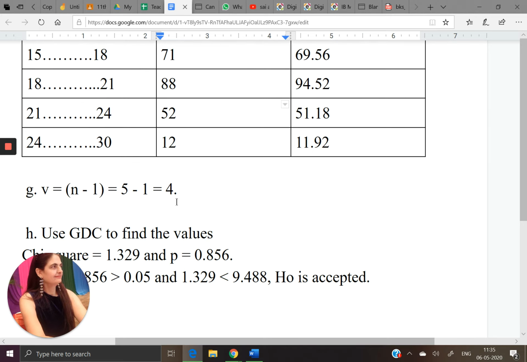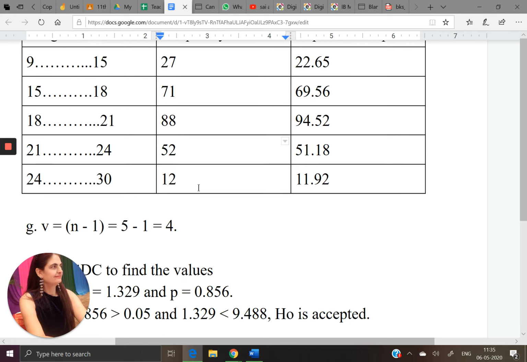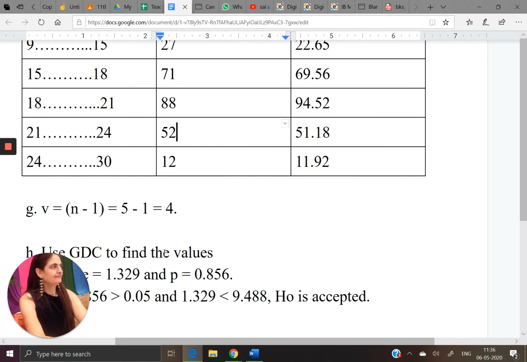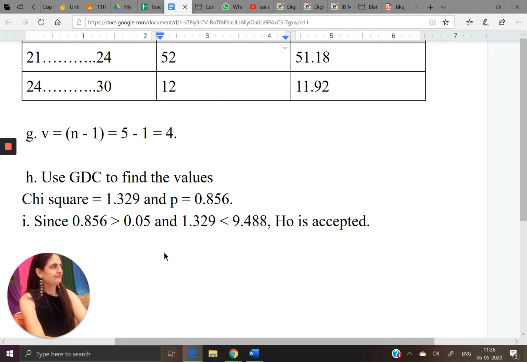The G question is asking for a degree of freedom. Now, data is in this table, N is 5. So, our degree of freedom formula will be n minus 1, that is 5 minus 1, which is a 4. Next, they are asking you to find the chi-square value. Now, chi-square, you follow all the steps on the GDC. You go to test chi and it gives you the chi-square value and it gives you the probability, which is 0.856.